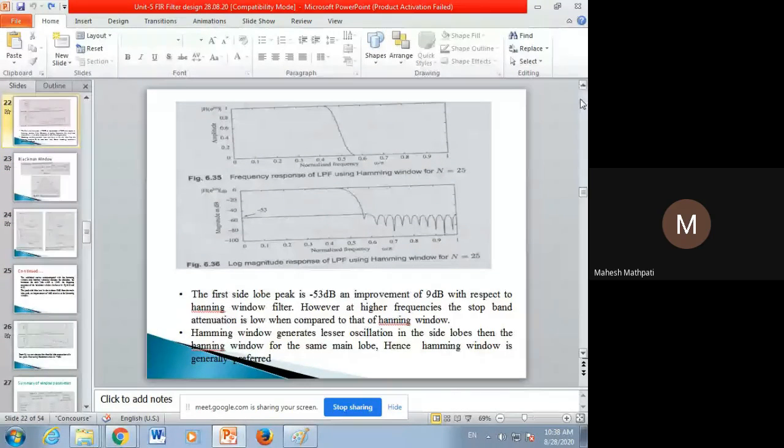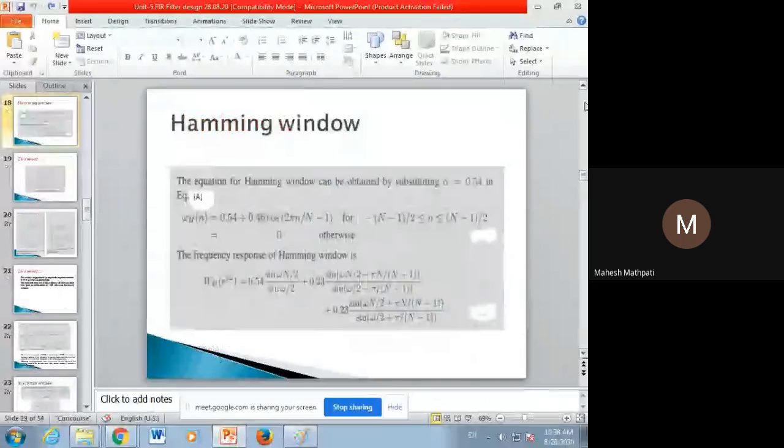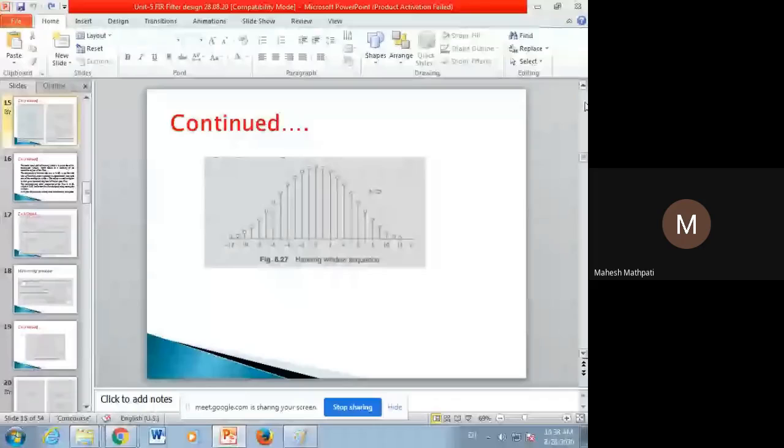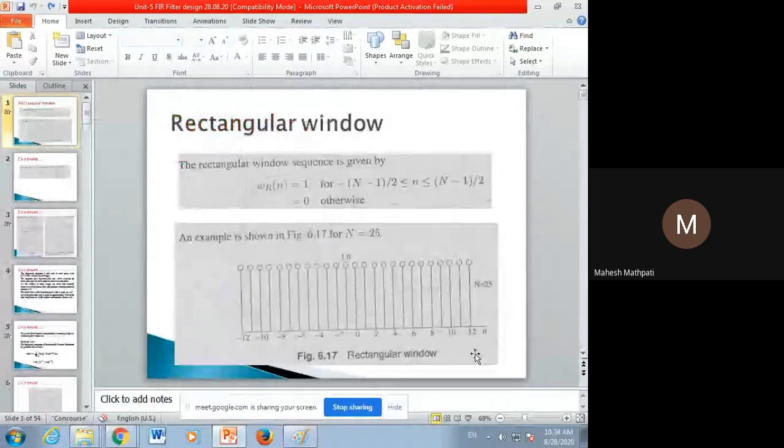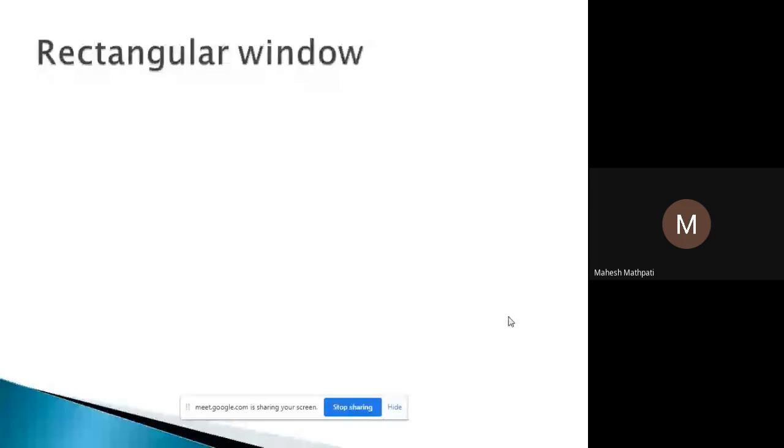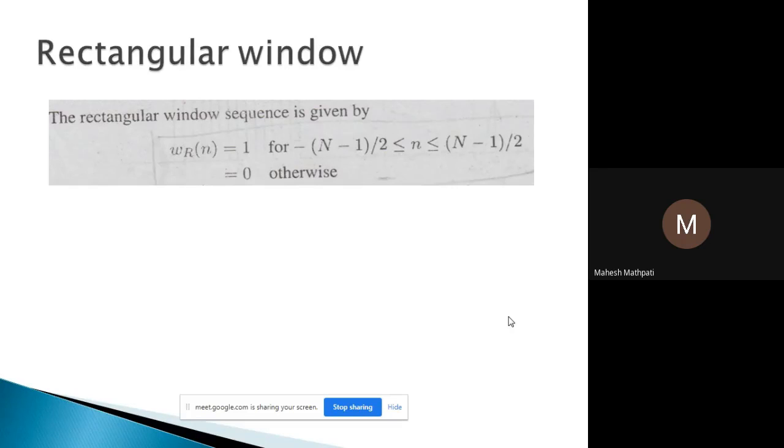Let me review what we discussed in the last lecture, and we will continue again. I think we discussed the definition of rectangular window. Hope you all have noted this. Have you noted this? Yes, sir. Definition of rectangular window.